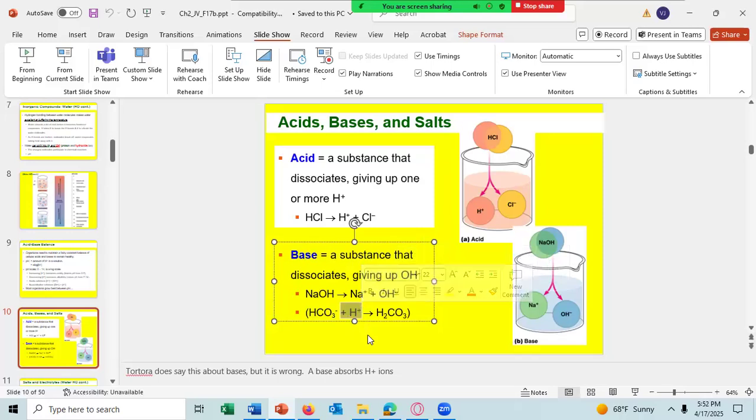Any question about that? And you have to get that from this lecture because your textbook does not discuss a base absorbing H plus ions in solution. Any questions about that?